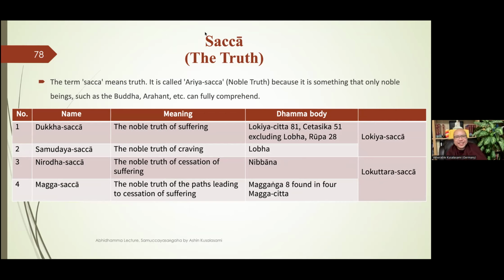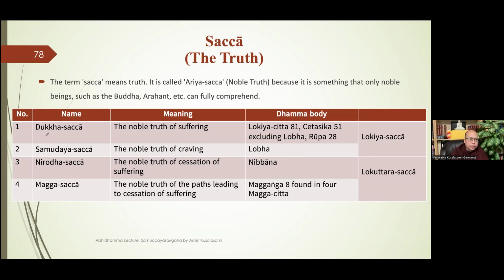Sadhu. Sacca, the truth. The term sacca means true. It is called the Arya Sacca, noble truth, because it is something that only noble beings, such as the Buddha, Arahant, etc., can fully comprehend. At least a Sotapanna, an individual, can understand the sacca.